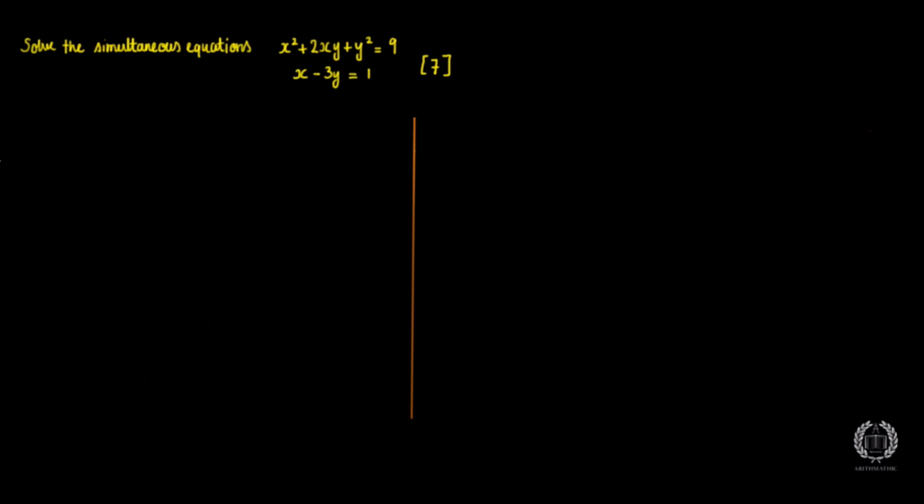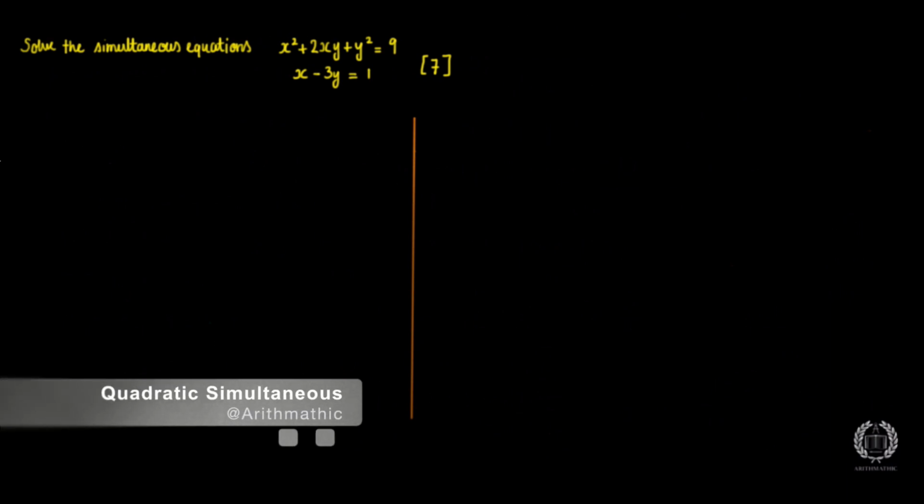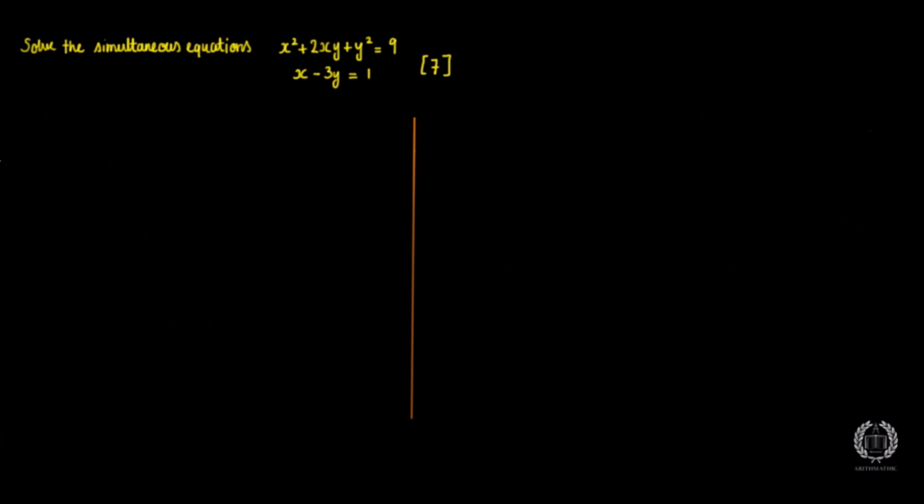So in this tutorial we'll be going through another exam question, and in this one it's going to be about a simultaneous equation, but more of a quadratic simultaneous. Well, it is a quadratic simultaneous equation. Who am I kidding here? So this is a quadratic simultaneous equation, and this is a 7-mark question, and we'll be going through that. What I'll be doing is showing you the step-by-step method on how to answer this exam question.